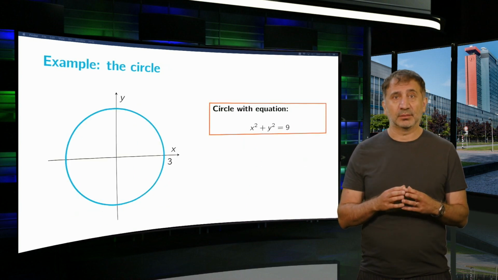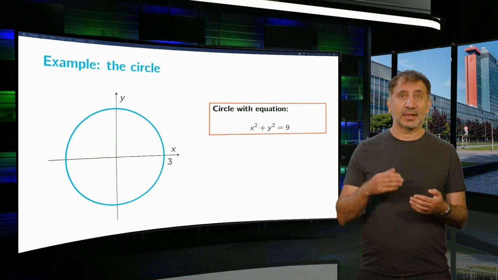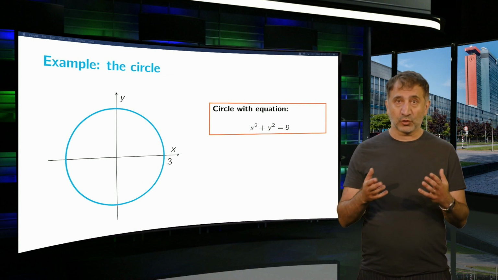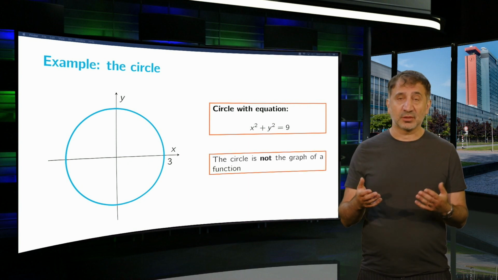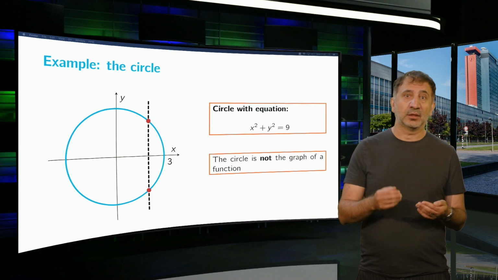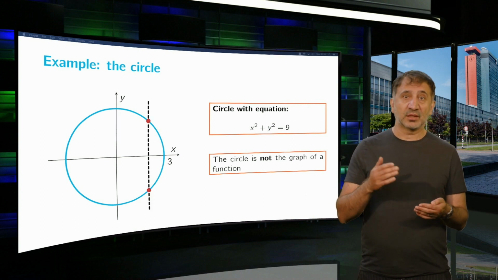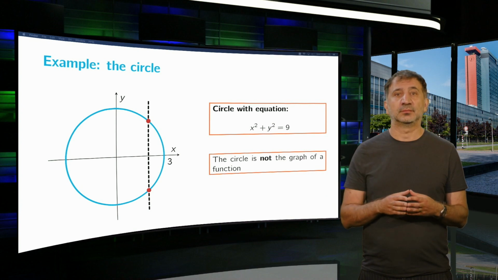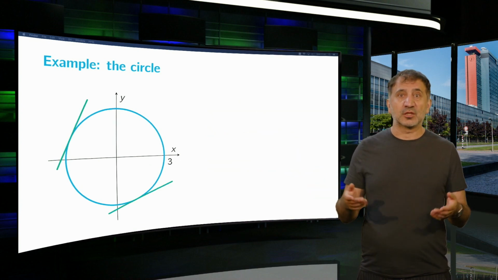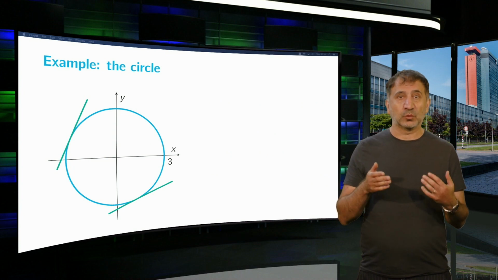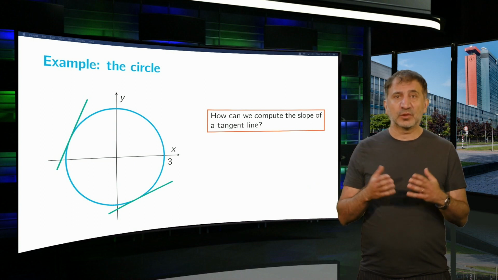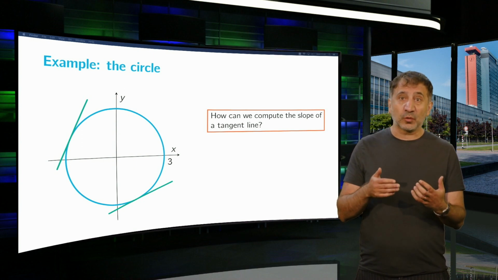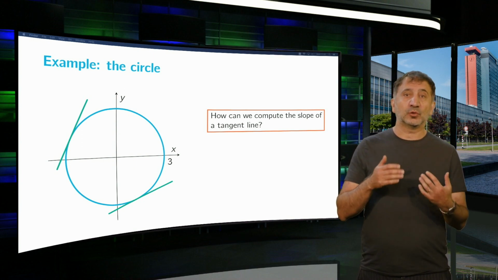Have a look at this example. The circle with radius 3 and center in the origin. This curve is a well-defined curve in the plane, but it is not the graph of a function, as you can see by looking at the vertical line shown here, which intersects the circle at 2 separate points. Suppose you need to compute the slope of the tangent line to the circle at one of its points. How do you do this? We don't have an explicit formula in this case, because the equation of the circle is not an equation of the form y is equal to f of x.